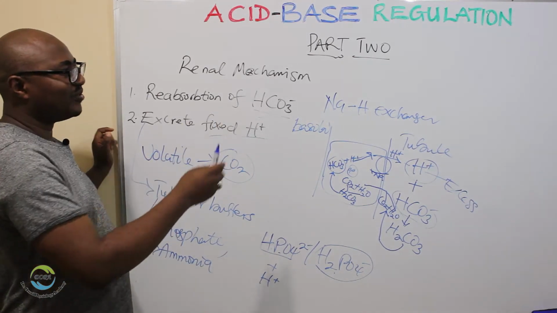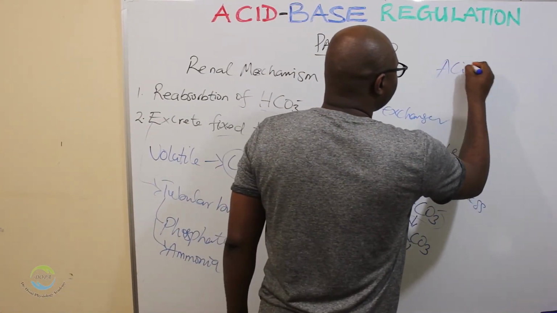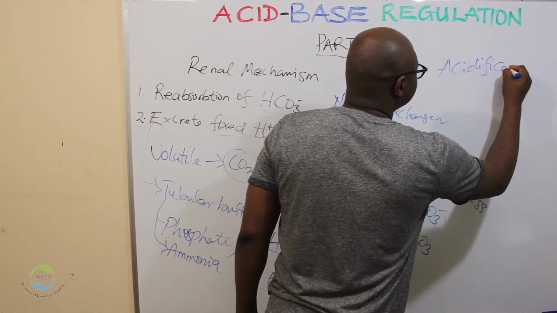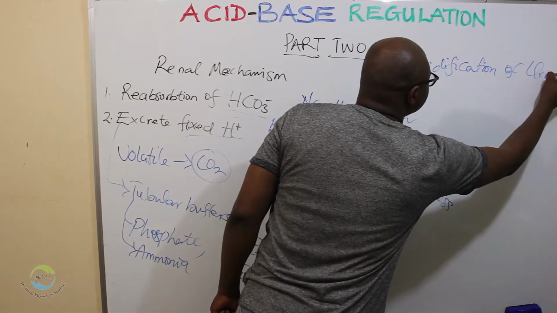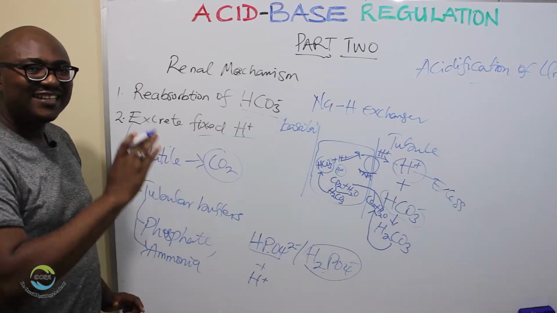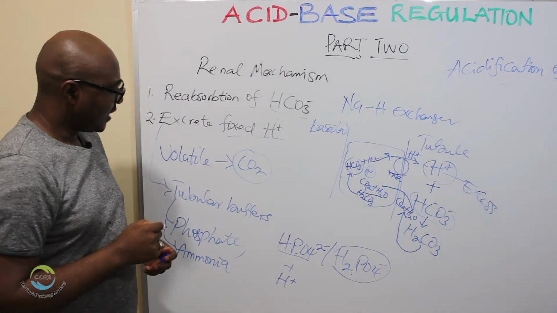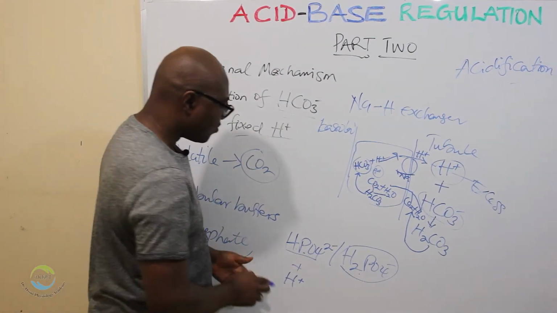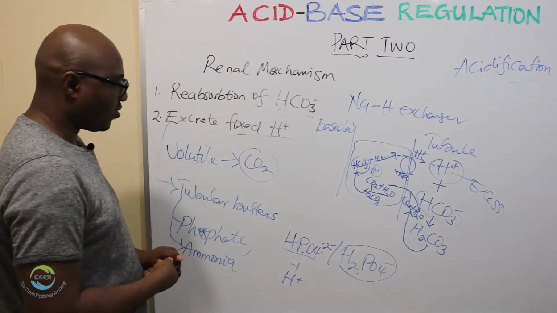So you can also call this the acidification of urine. So the tubular buffers lead to the acidification of urine. So let us talk about ammonia. So how does ammonia work?